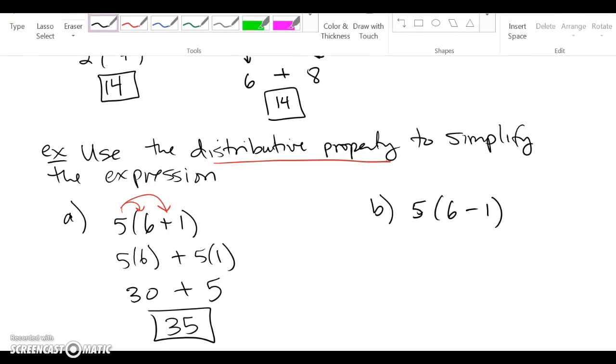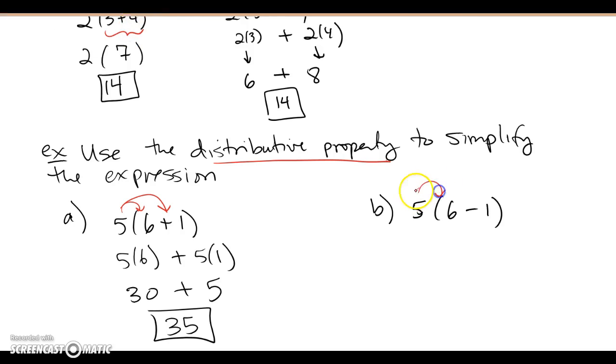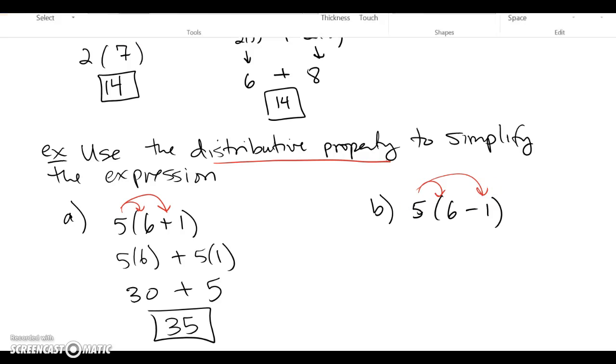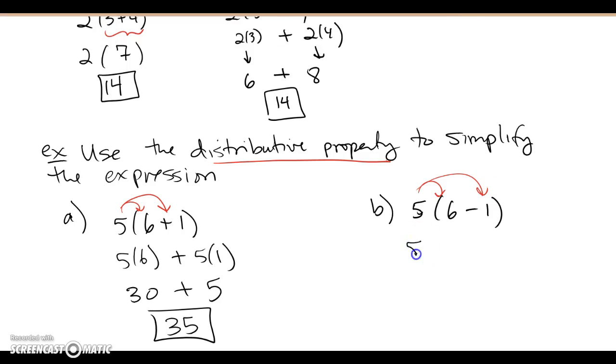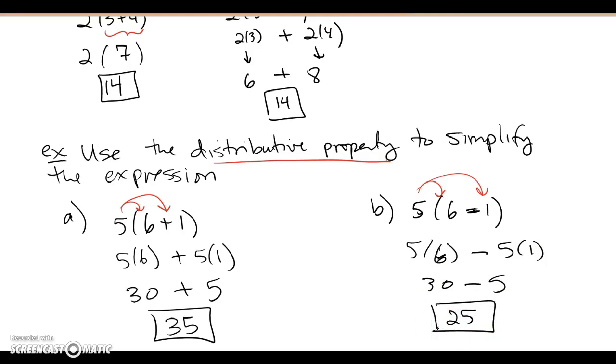Similarly, even if I have a negative, I can still distribute this over, and I'm going to end up with 5 times 6 minus 5 times 1. I just kept the minus in the middle as was, or you can say 5 times negative 1, which is negative 5. So 5 times 6 is 30, minus 5 times 1 is 5, 30 minus 5 is 25.